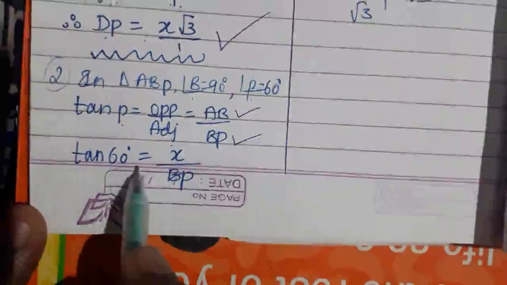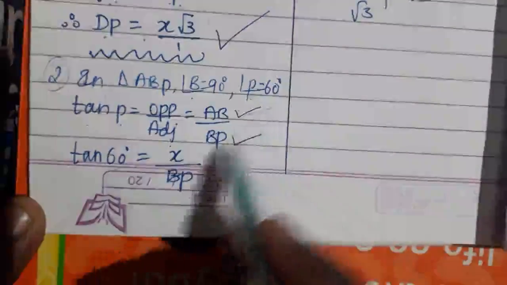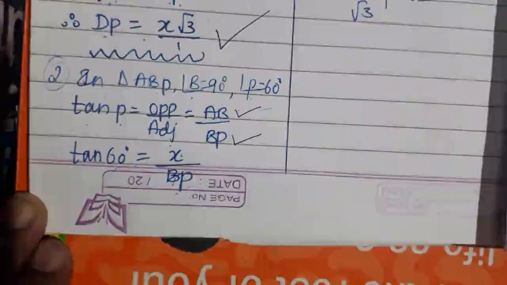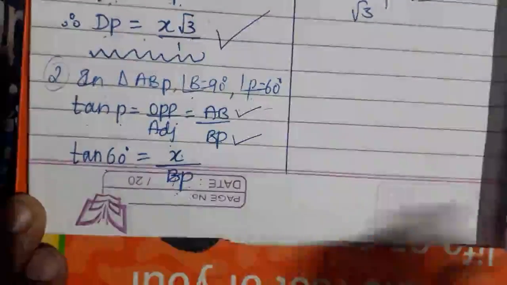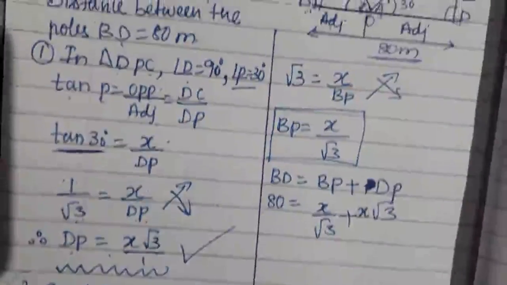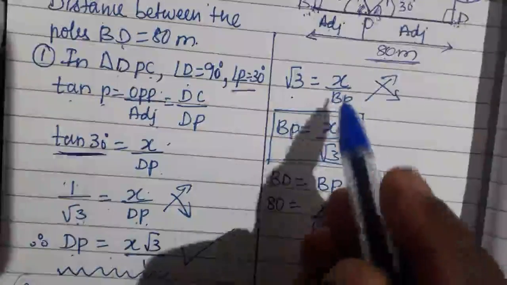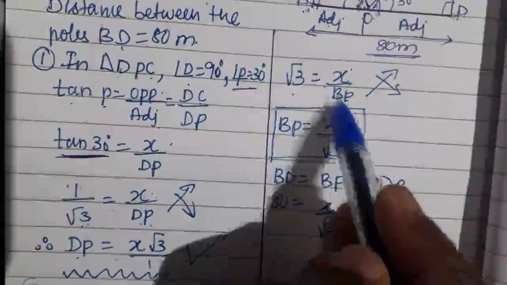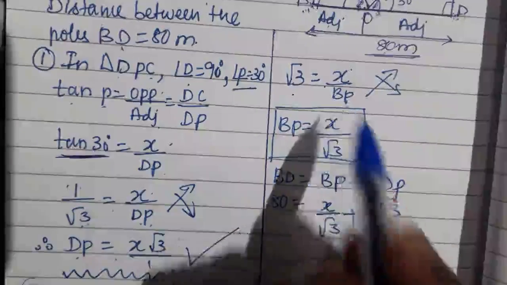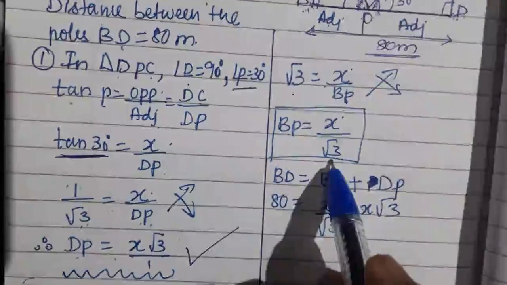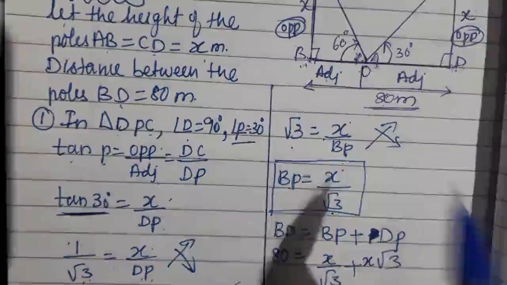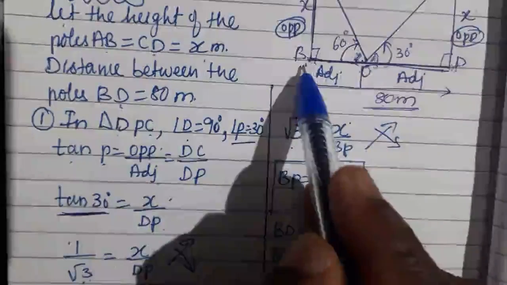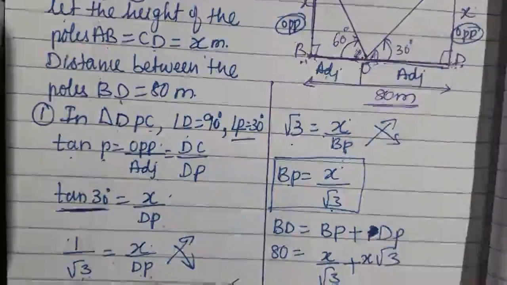So tan 60 is equal to AB, which was x, by BP. You write BP as it is because we have to find the value of BP. So what is the standard value of tan 60? The standard value of tan 60 is root 3, equal to x by BP. Now cross multiply. So BP will go here, root 3 will come to the denominator. BP is equal to x by root 3. Now if you notice, I got BP value, I got DP value. So I'll use BD to find the value of x.